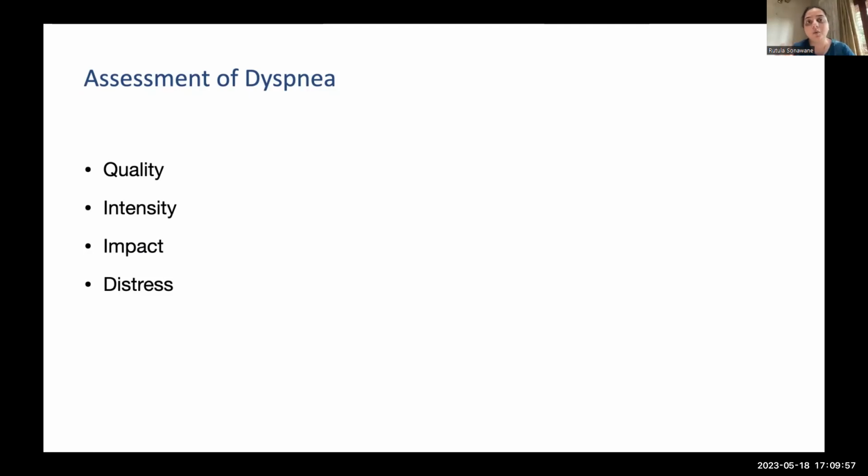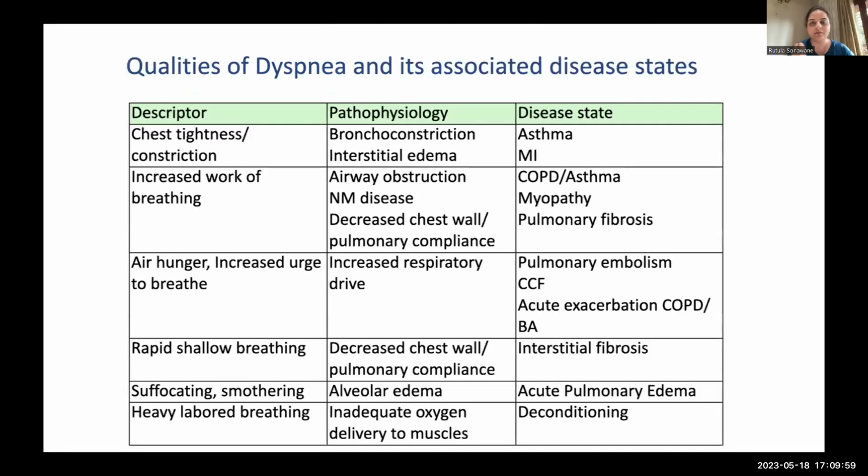Now, for qualities of breathlessness, usually a few things are pathognomonic of certain pathophysiology. Chest tightness or constriction is generally seen with bronchoconstriction or interstitial edema, especially in asthma patients. Increased work of breathing can be associated with airway obstruction or neuromuscular diseases, or decreased chest wall or pulmonary compliance. It can be seen in COPD, asthma as well, and pulmonary fibrosis.